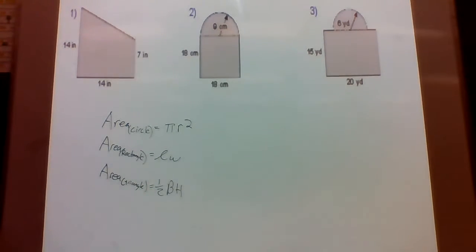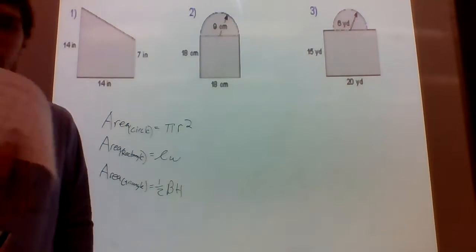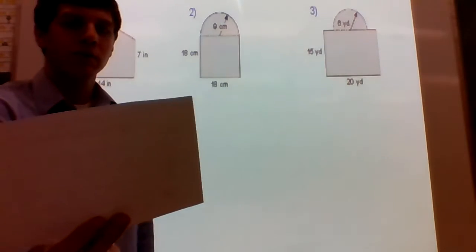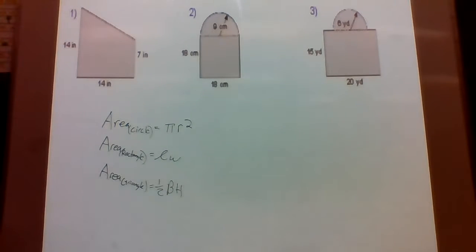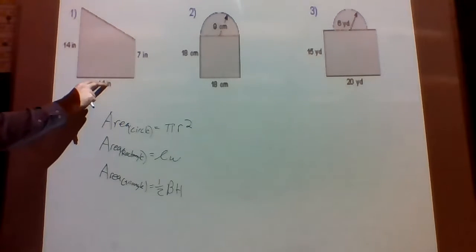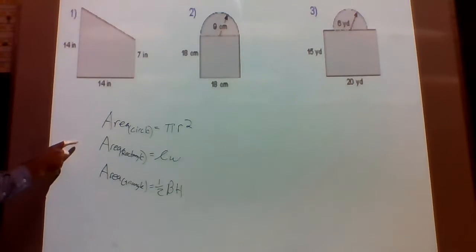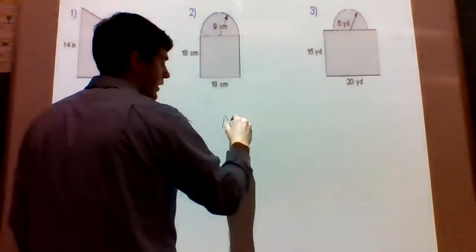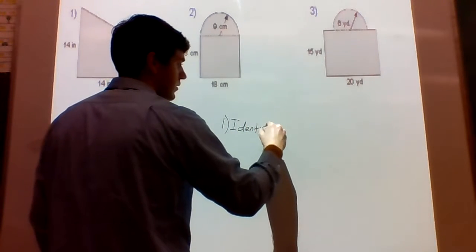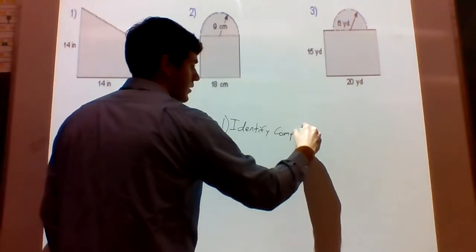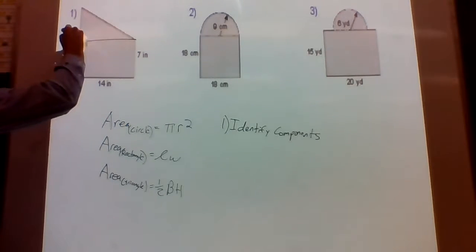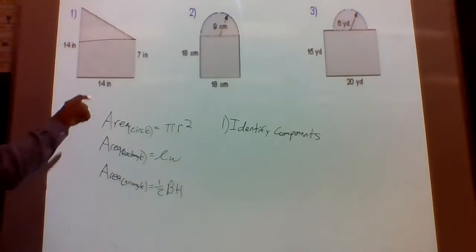You should have that written on your half sheet on the back of the polygons notes. So on the back, we should have the 3 area formulas written down. What we're going to do is follow a process to find the area of these figures using the area of circles, rectangles, and triangles. Step 1 is to identify the components. For example, in number 1, we can break figure 1 here into a triangle and a rectangle.